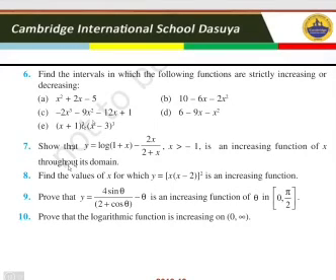Today we will start the third byte of increasing and decreasing function. Yesterday we did the first four parts of question number 6, and part E I had given you as homework. Hope you had done it in your notebook. I have also solved the E part for you.